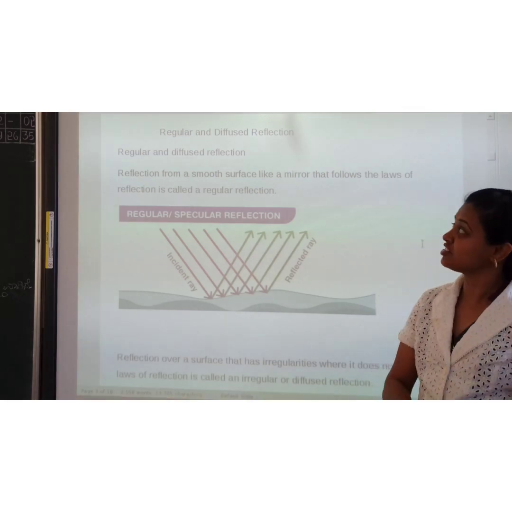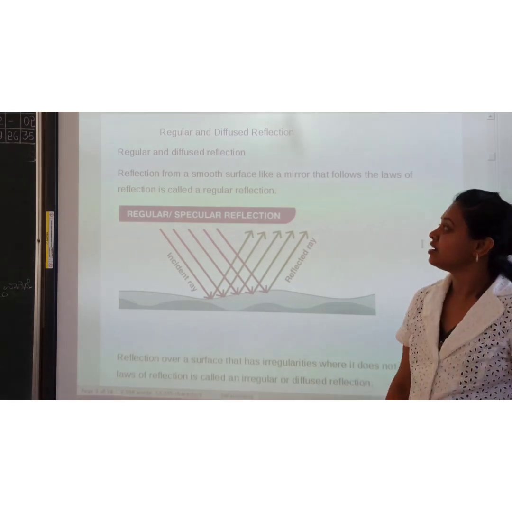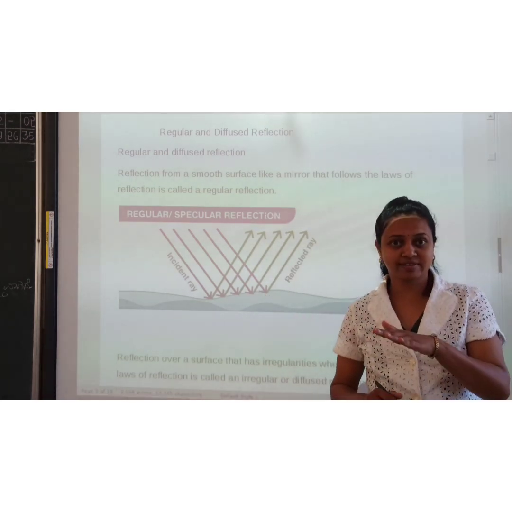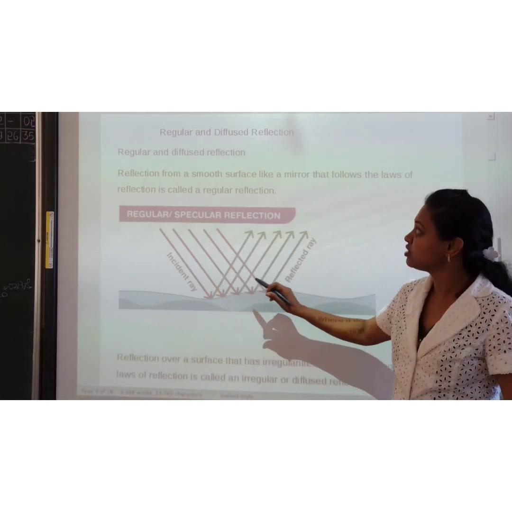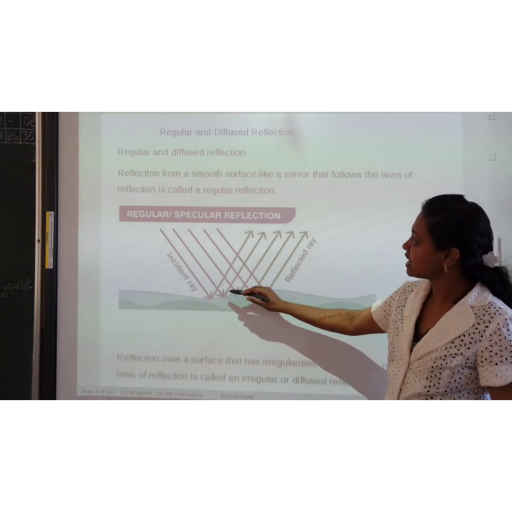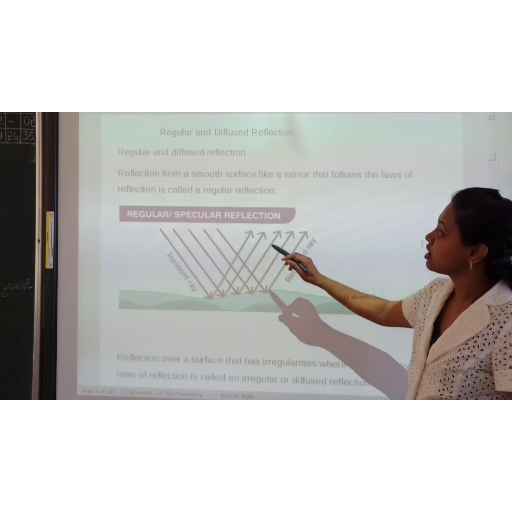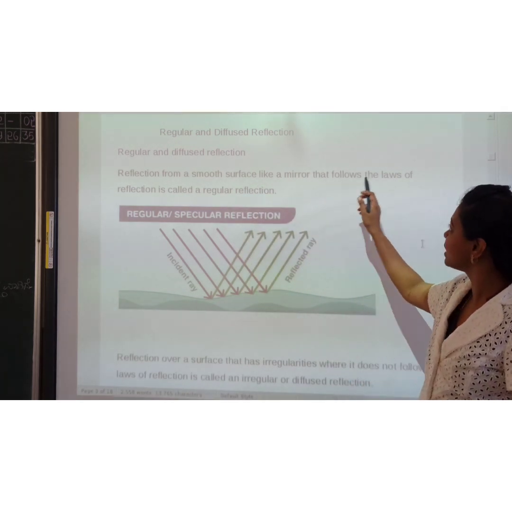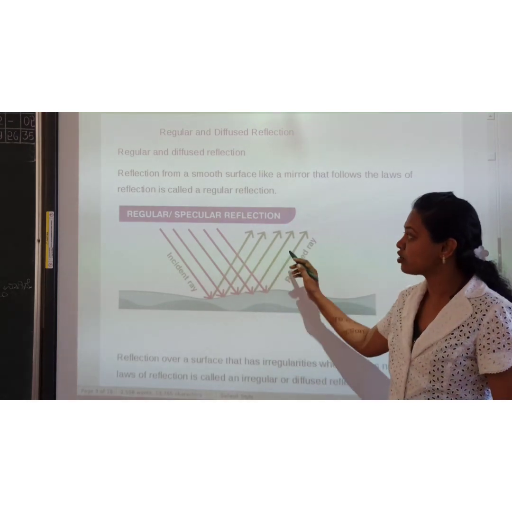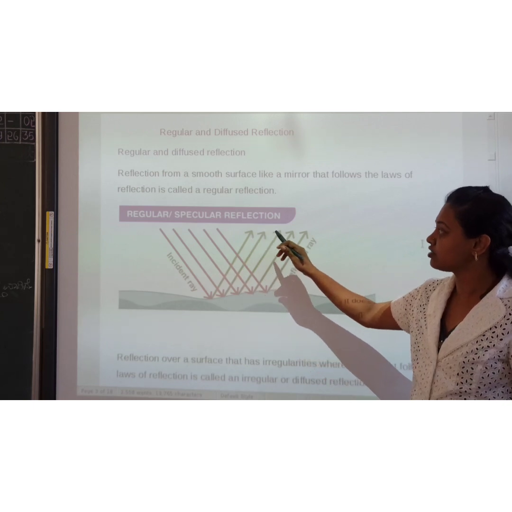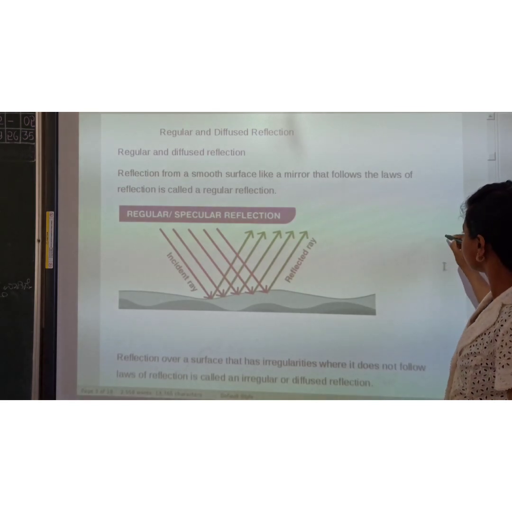Dear students, let's study about regular and diffused reflection. Reflection from a smooth surface like the mirror. When the incident ray falls on the smooth surface, it will reflect following the law of reflection. Reflection from a smooth surface like a mirror that follows the law of reflection is called regular reflection. Look at the diagram, regular or specular reflection. Okay, now coming to the next.